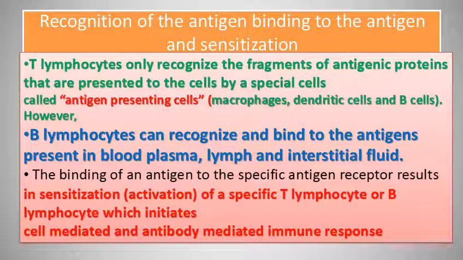Now here, recognition of the antigen, binding to the antigen, and sensitization. T lymphocytes only recognize fragments of antigen protein that are presented to cells by special cells called antigen presenting cells. We saw this in the previous slide. These antigen presenting cells can be macrophages, dendritic cells and B cells.